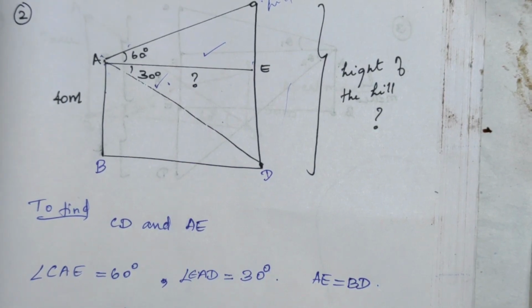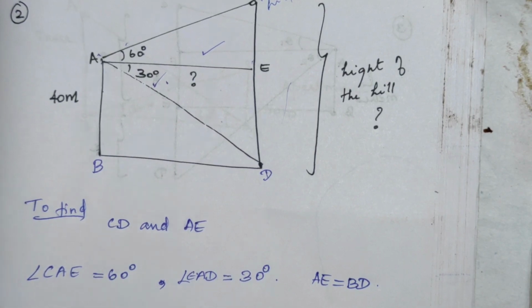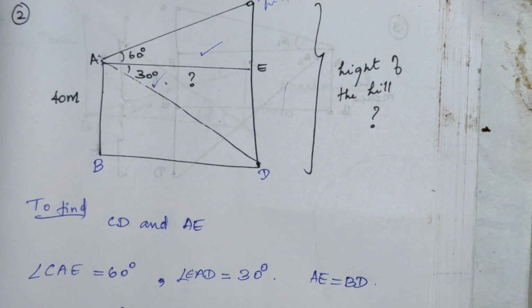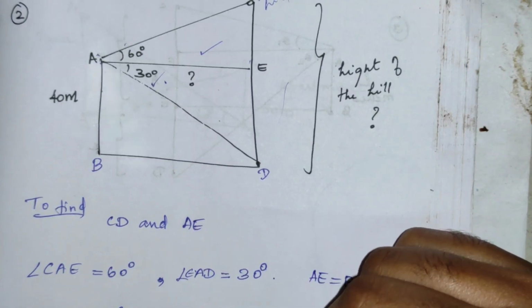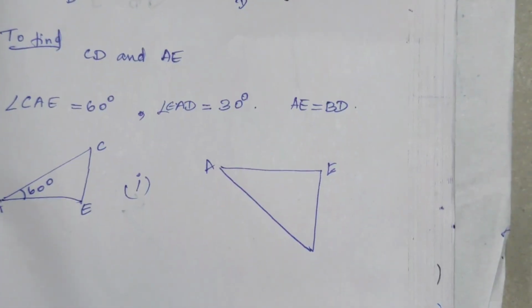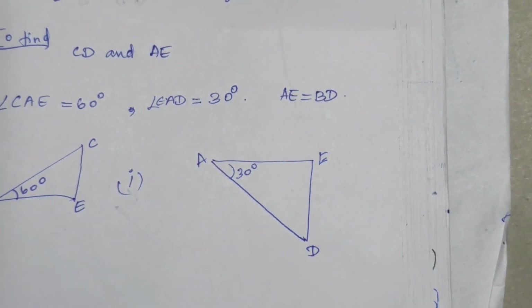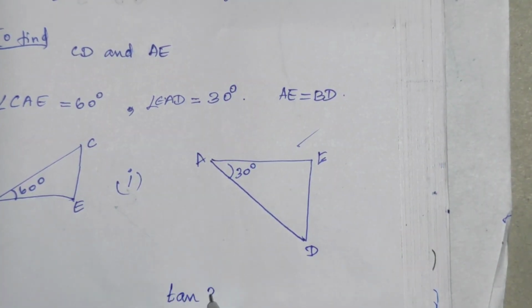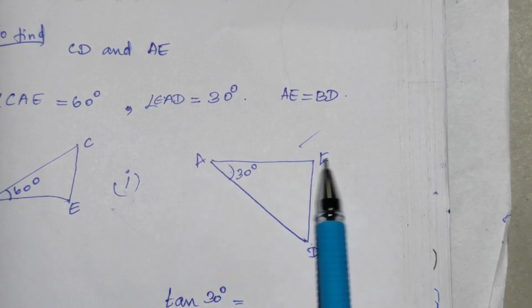Okay, so this is the first triangle, and consider one more thing. Angle AED is equal to 30 degrees. You can take either one, so I'm considering this one. So tan 30 degrees is equal to ED by AE.